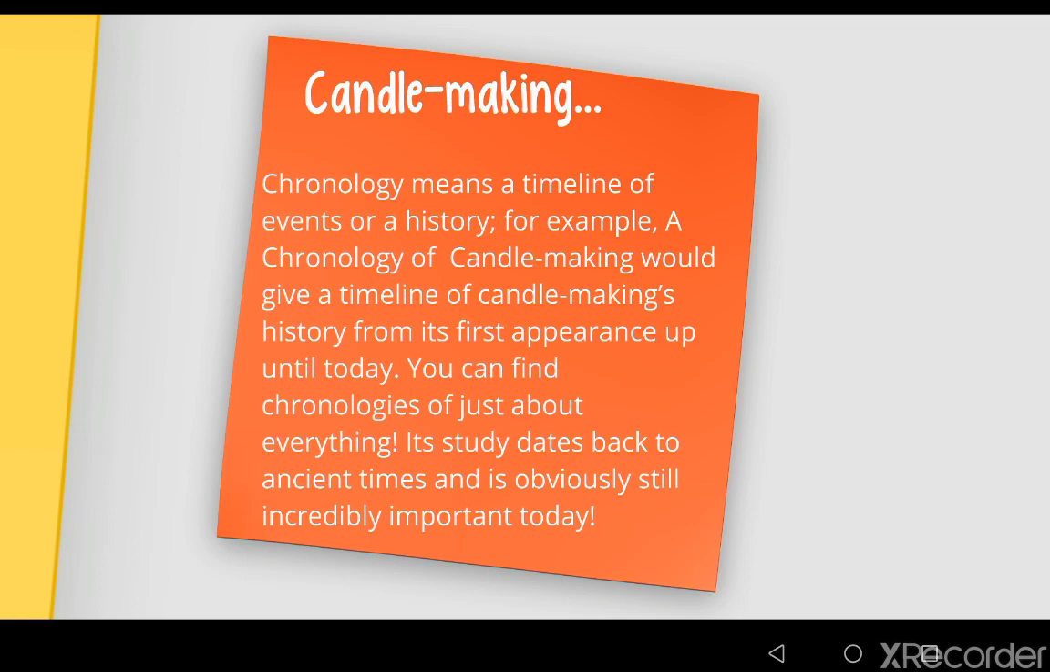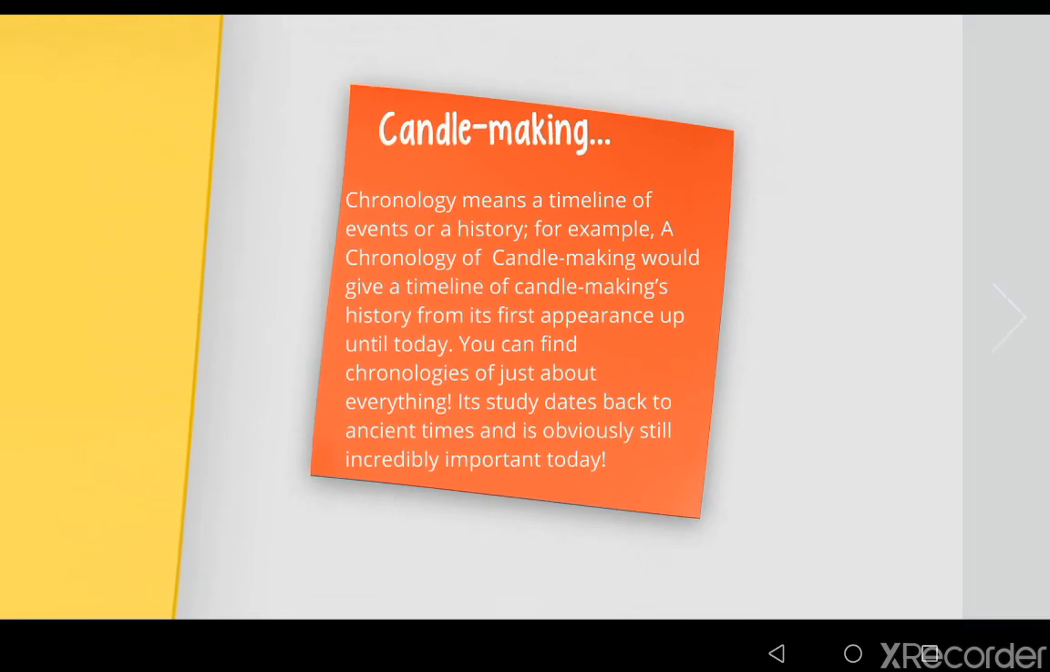For example, in a normal activity, let's think about candle making. Chronology means a timeline of events or a history. For example, a chronology of candle making would give a timeline of candle making's history from its first appearance up until today, how people long time ago started making candles and how people make candles now. So you can find chronologies of just about everything, okay? And chronology studies dates back to ancient times, and it's obviously still incredibly important today.